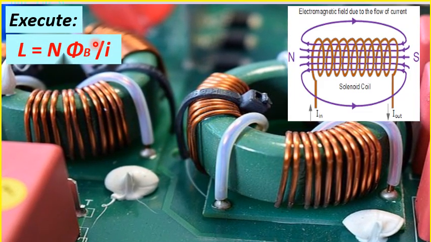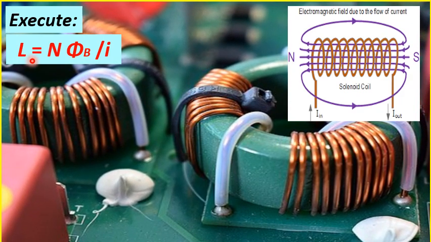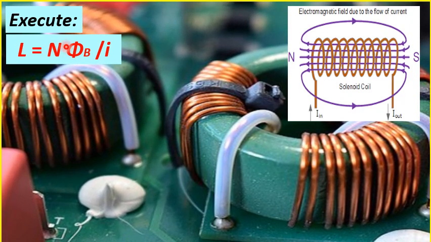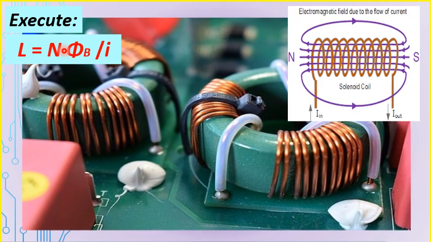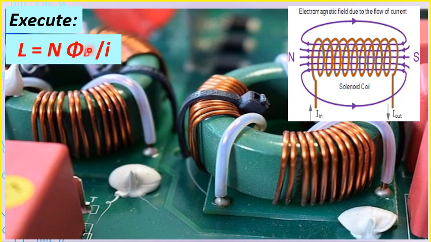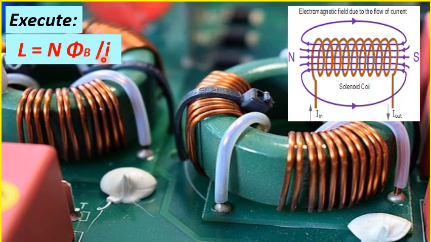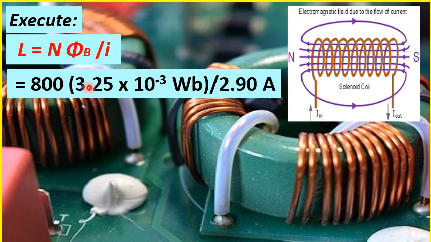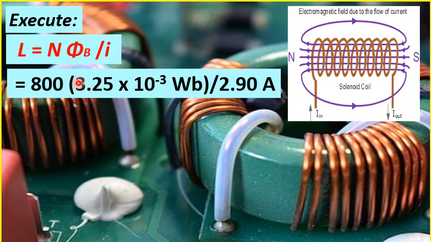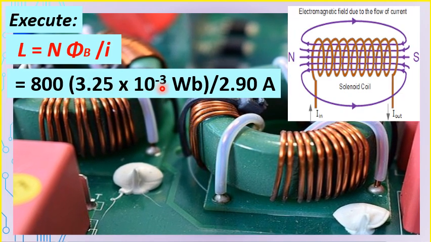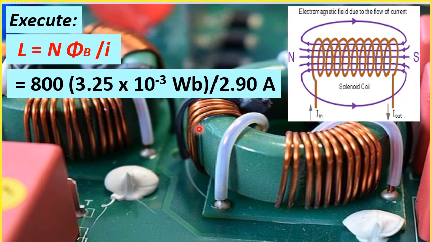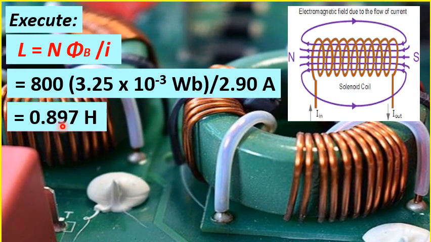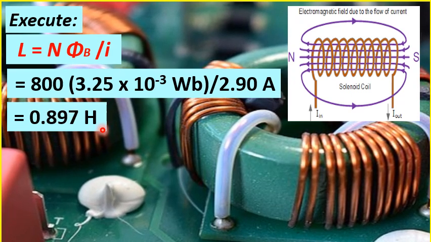So using the formula for self-inductance, capital L, which is equal to capital N times the Greek letter phi sub B, which represents the average magnetic flux induced in the coil, to be divided by the changing current I. Substituting 800 turns multiplied by the average magnetic flux, 3.25 times 10 to the negative 3 Weber, and divided by 2.90 amperes. Doing our math, we will get the value for self-inductance, capital L, equal to 0.897 Henry.